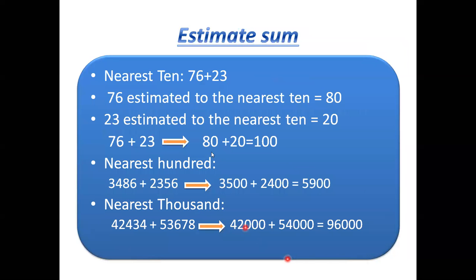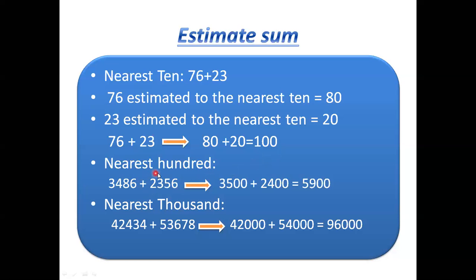Estimate sum. We are going to estimate the sum to the nearest 10. Already we saw how to round a number to the nearest 10, nearest 100, nearest 1000. The same rule we have to apply here. 76. Nearest 10 means which place value do we have to check? Ones. In the ones place what do you have? 6, which is more than 5. So 76 estimated to the nearest 10 is 80. Next, 23. In the ones place what do we have? 3. So 23 is estimated to the nearest 10 as 20 because 3 is less than 5. If you sum 80 plus 20, what will you get?